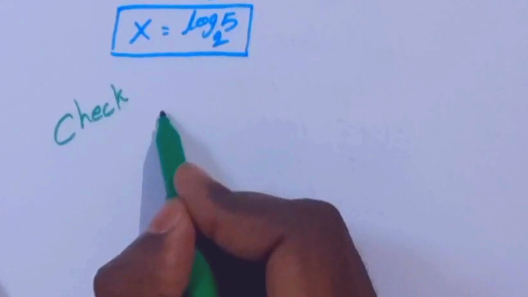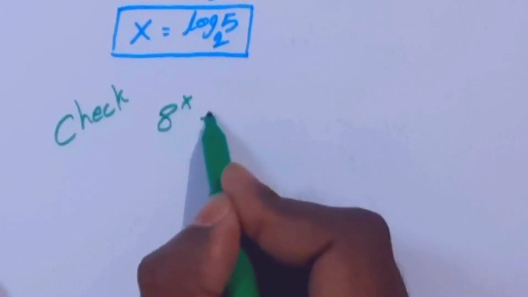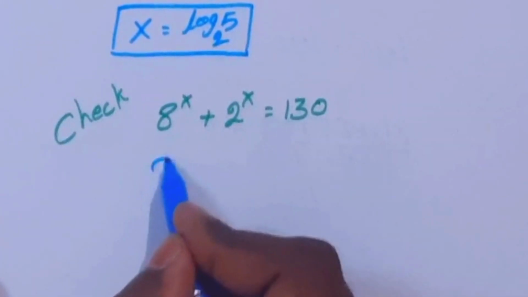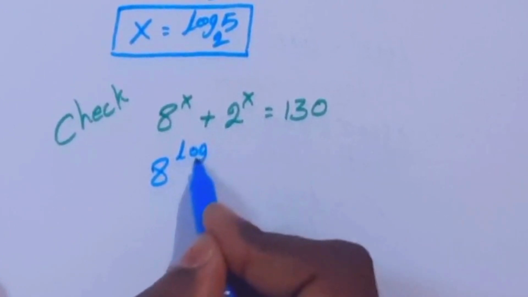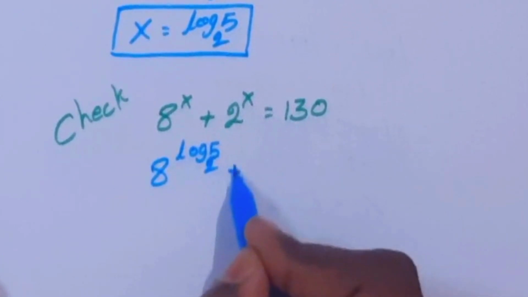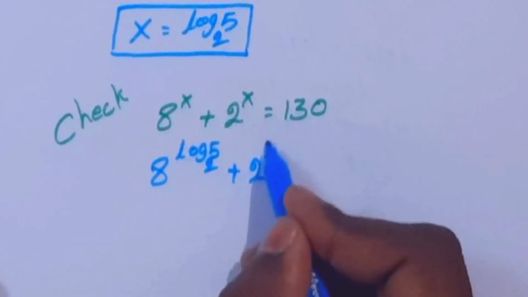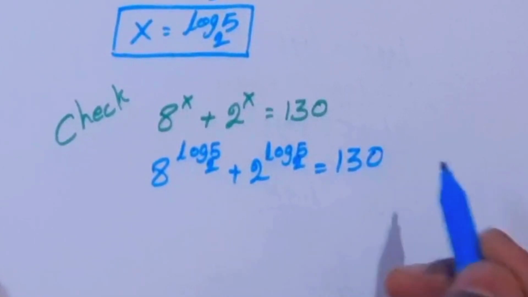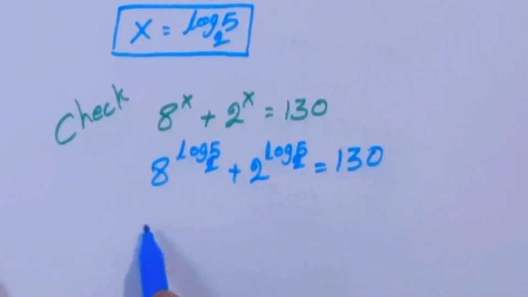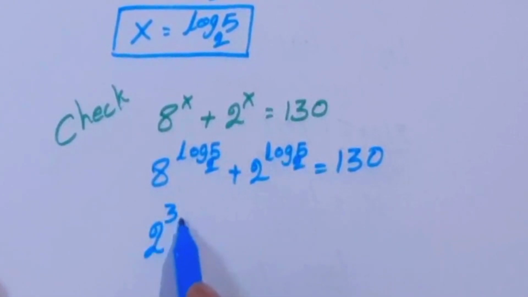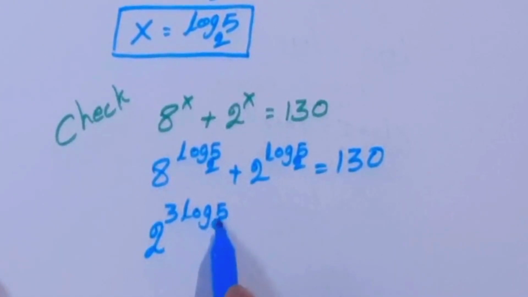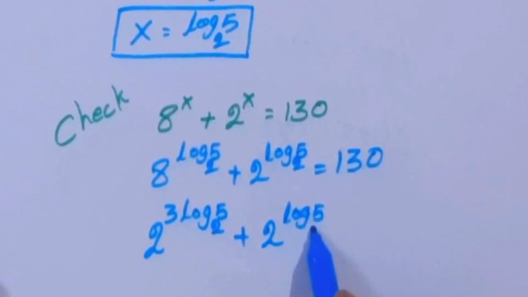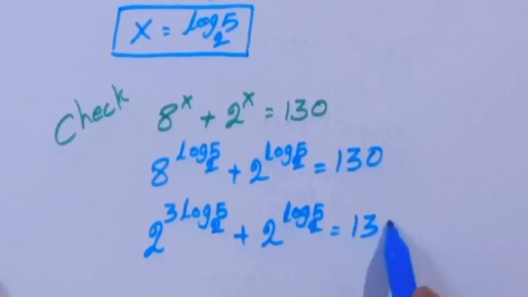Check with the equation 8 power x plus 2 power x equal to 130. 8 power log 5 base 2 plus 2 power log 5 base 2 equal to 130. Now this 8 can be written as 2 to the power of 3 log 5 base 2 plus 2 to the power of log 5 base 2 equal to 130.